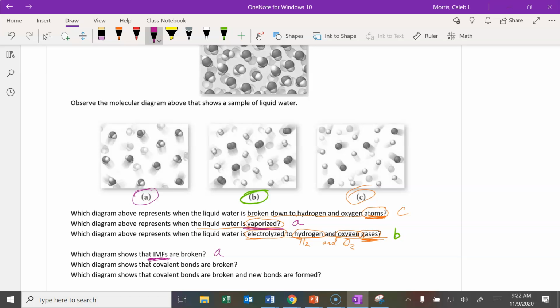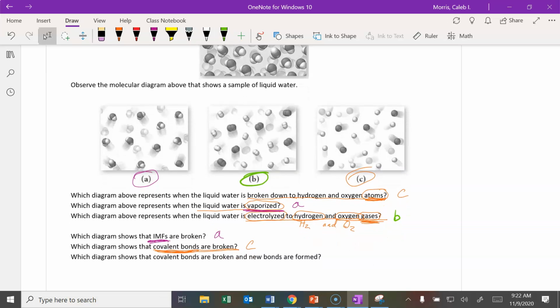Now, if covalent bonds are broken, and it doesn't say anything about anything else being formed, we just have covalent bonds being broken, well, that means the water molecules would break apart into their constituent elements, which would be part C. And then finally, we get to the last one, which diagram shows that covalent bonds are broken and then new bonds are formed. Well, if the bonds are broken like they were in C and then new bonds were formed, well, that would be B.